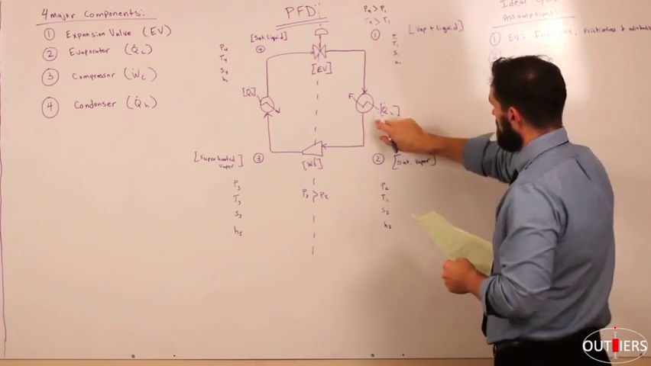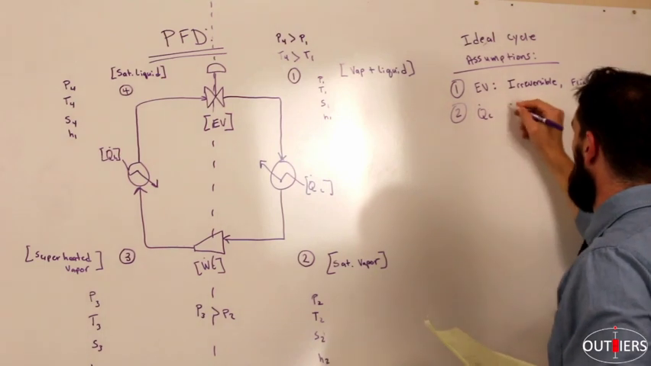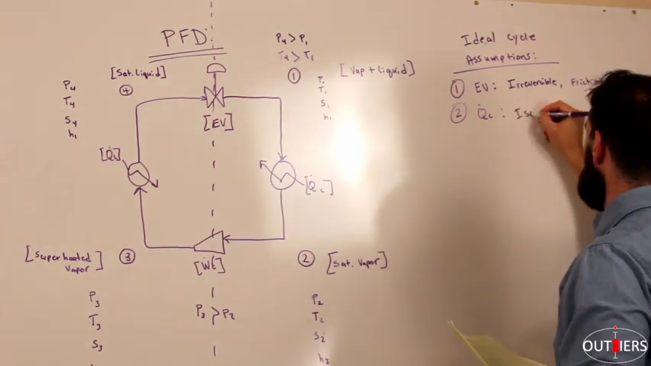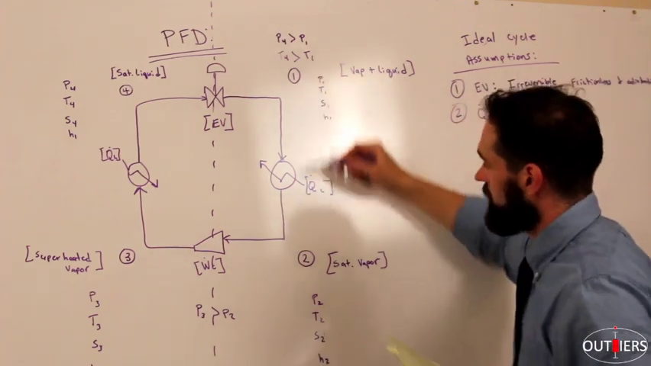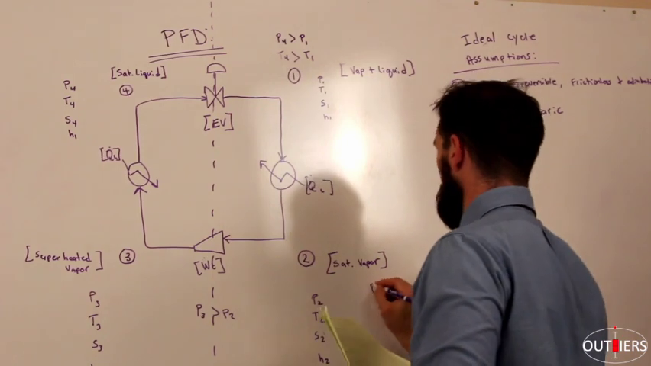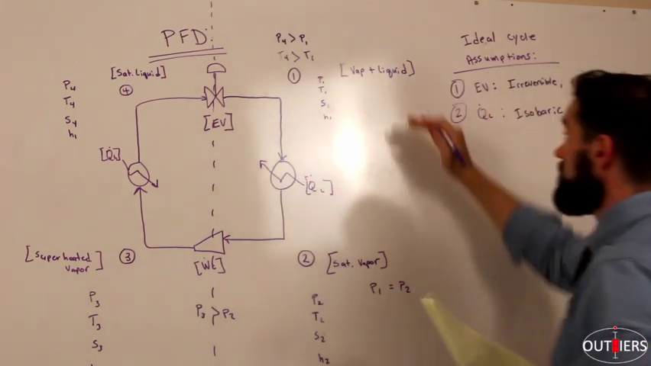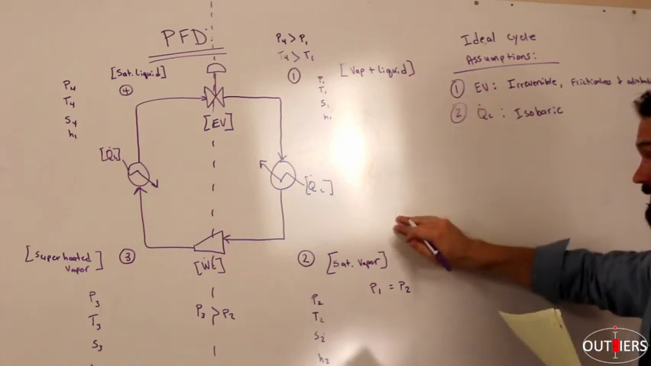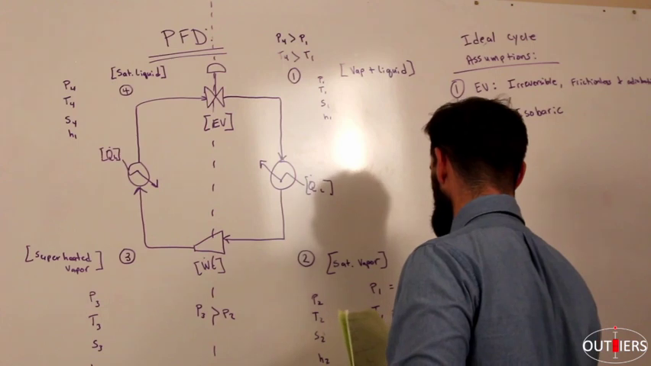The second assumption revolves around our evaporator, and we're going to assume that it is isobaric. What does that mean? That basically means that the pressure between state 1 and state 2 is the same. So we're going to assume that P1 equals P2. Because we're at equilibrium, what does that also mean? It also means that the temperature is the same. So T1 equals T2.